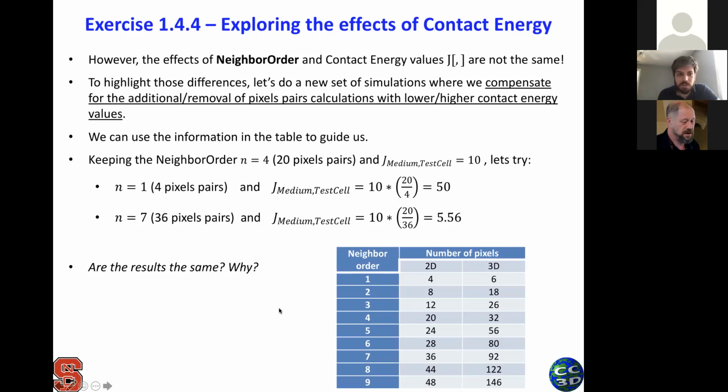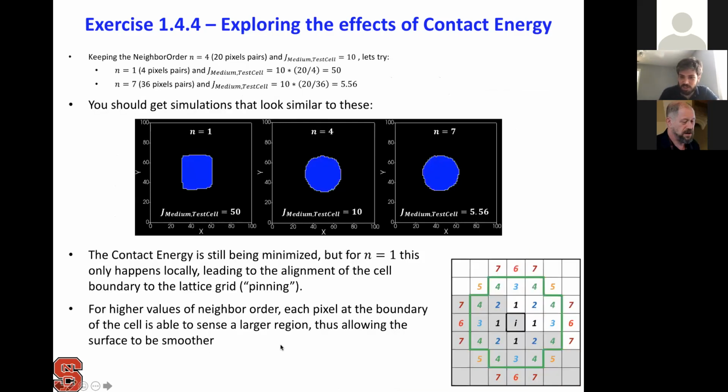Okay, so have you tried the simulation? What happens for n equals 1 and a higher J? Can anyone tell me? Okay, we are already over time, so we're just going to jump to the next slide. You should get a simulation that looks like this.